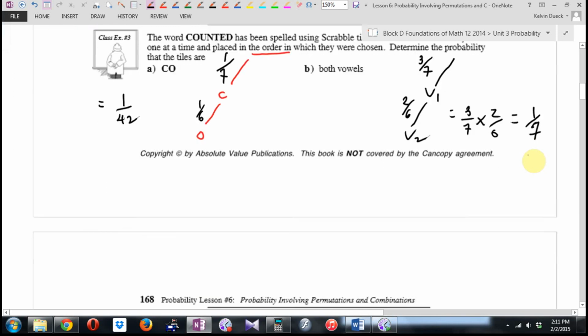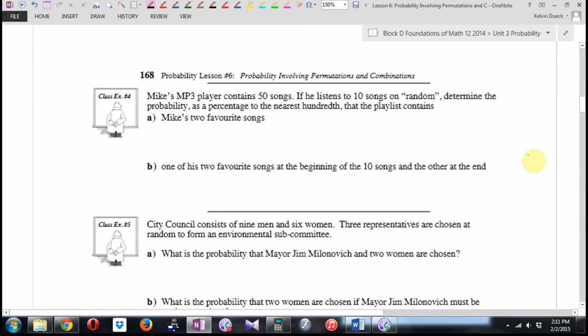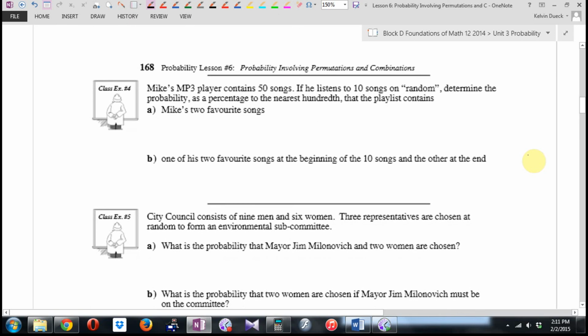All right, let's turn the page, see what else they got. MP3 player. His player contains 50 songs. He listens to 10 songs on random. How many cards is he choosing? 10. It's the equivalent. How many cards are there in the deck? 50. Okay, I've got my hook.